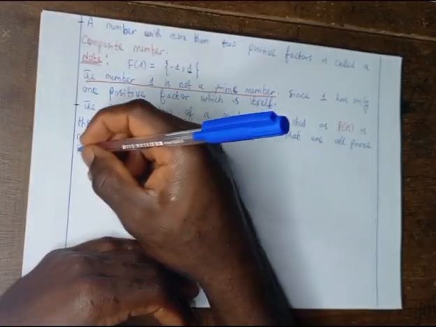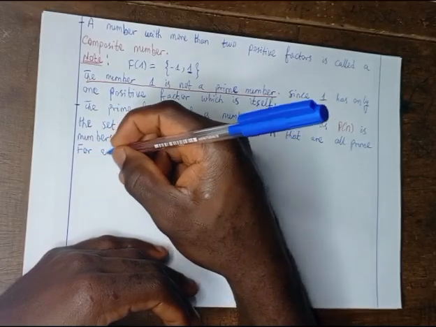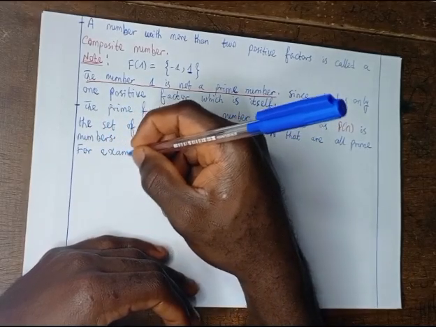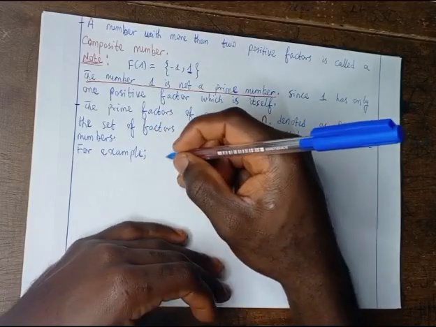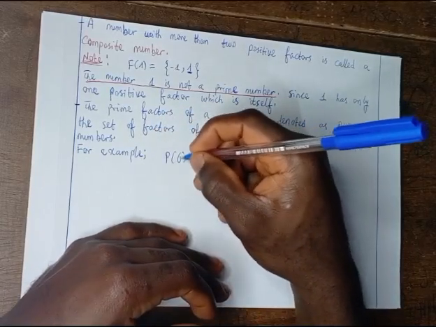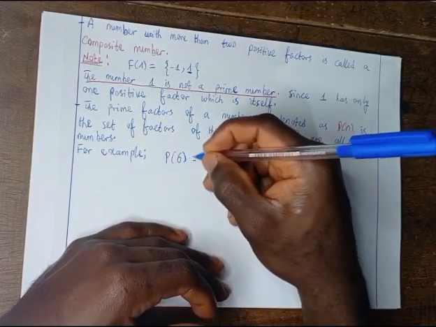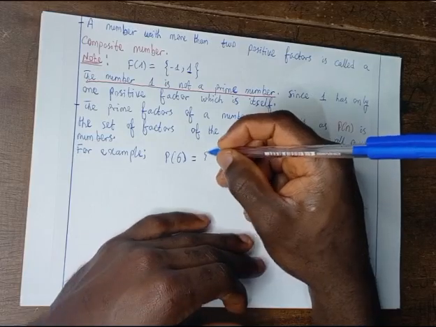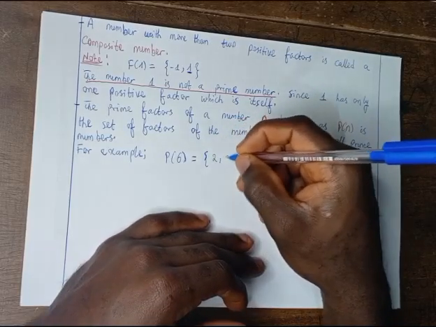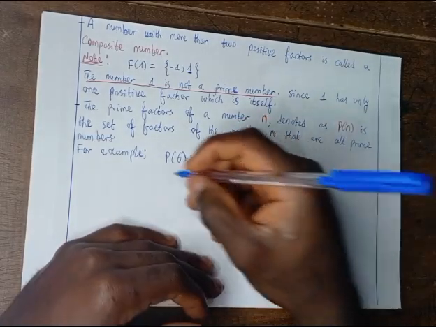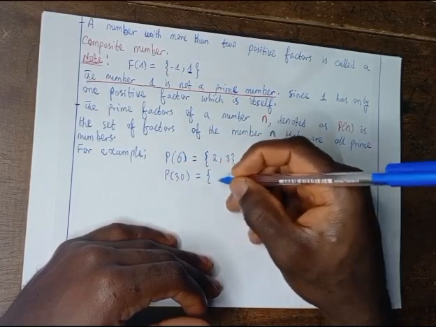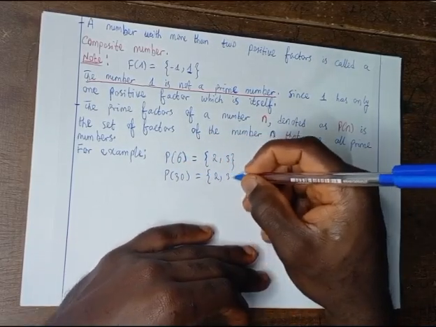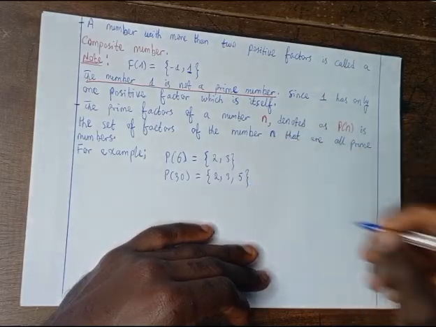For example, let's write down the prime factors of the number 6. Prime factors of the number 6, we have 2 and 3. Next, the prime factors of the number 30, we have 2, 3, and 5.